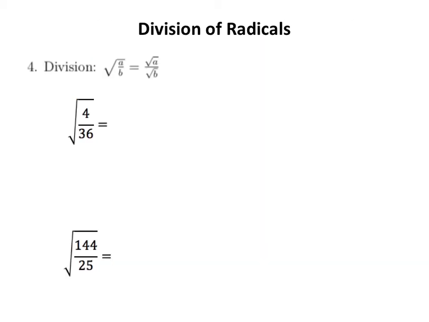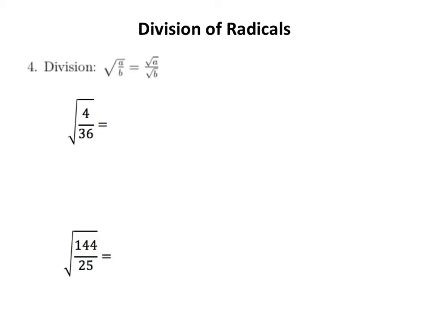Moving on to another property of radicals, we're looking now at division. So in the same way that we could break up a factor into two different radicals, we can do the same for a ratio. So if I have a square root of a over b, we can break it up into square root of a over square root of b. So we'll try for this one, square root of 4 over 36. If the numbers on the inside are divisible, I suggest simplifying the inside first and then taking the square root. Otherwise, we'll just break it up.